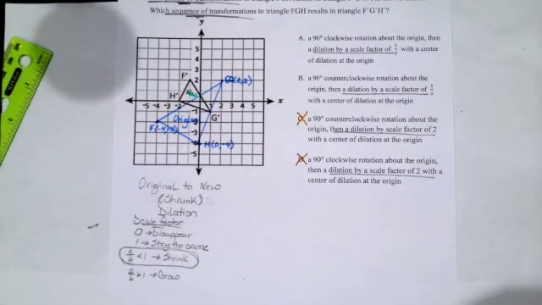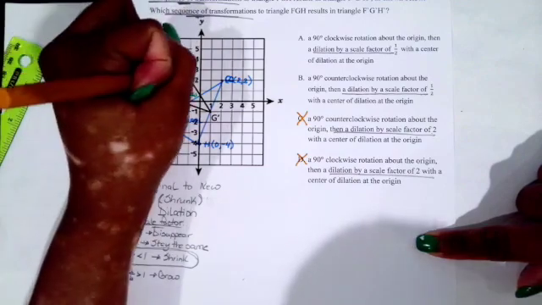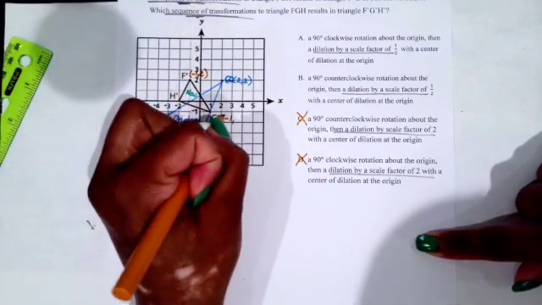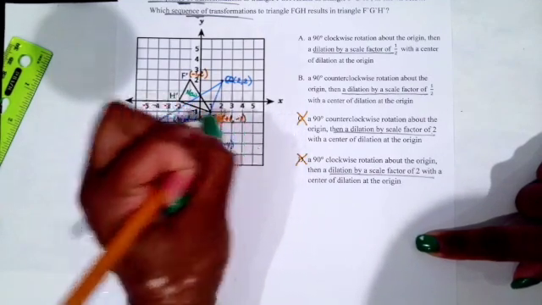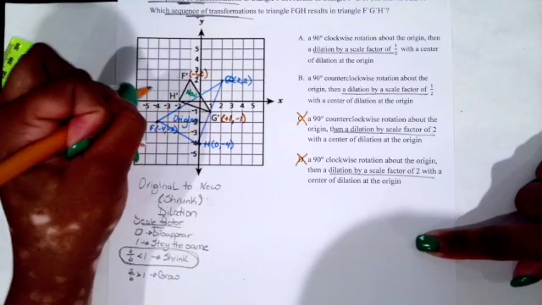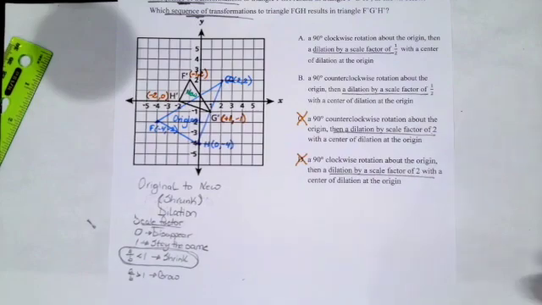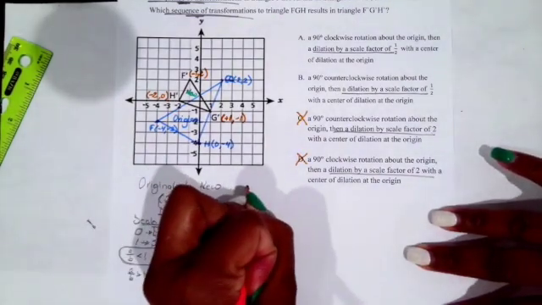That means I'm going to label the points of my prime figure so that I can make sure I have these numbers visible to me. F prime is (-1, 2). G prime is (1, -1). And H prime is (-2, 0).